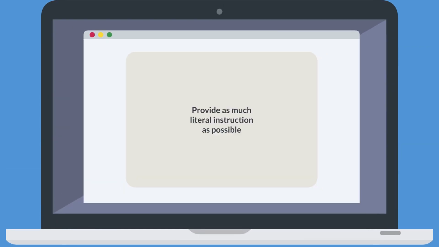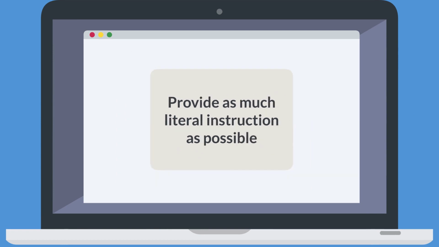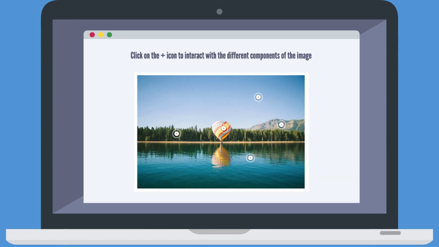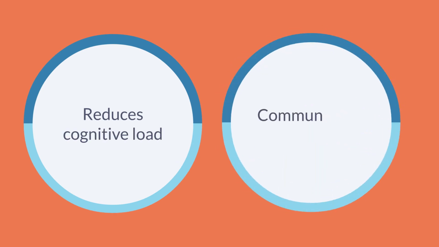My recommendation is to provide as much literal instruction as possible and say, for instance, click on the plus icon to interact with the different components of the image when giving instructions for labeled graphics. Providing these instructions can not only reduce cognitive load, but also communicate the importance of interacting with that learning component.